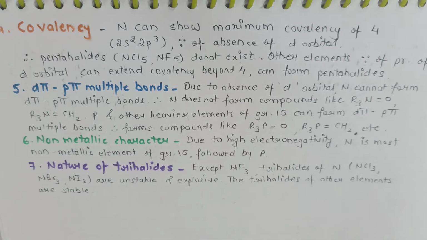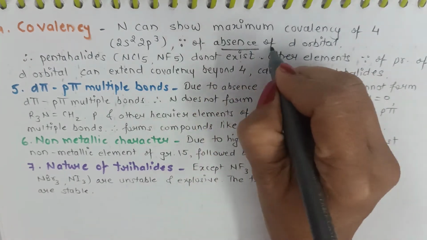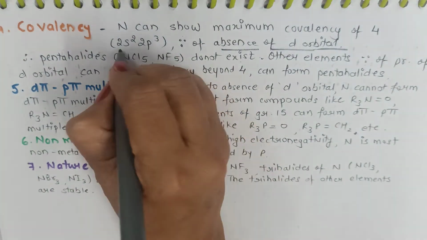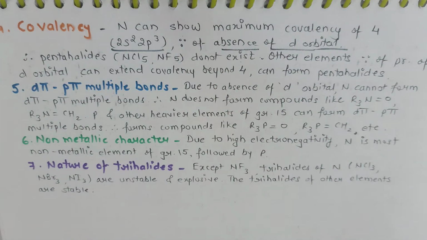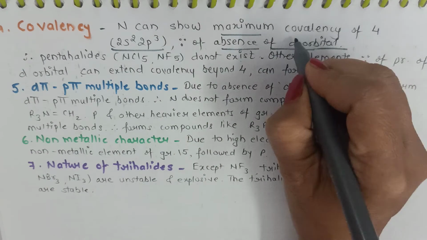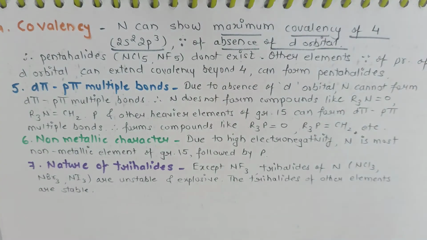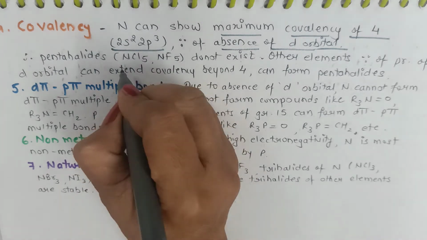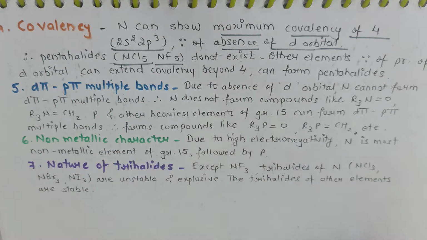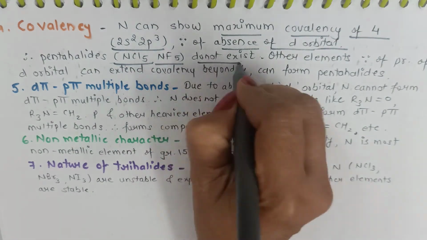The next property is covalency. We know that in nitrogen the d orbital is absent because of its configuration 2s2 2p3, and it will impact its bond formation. That is, nitrogen can show maximum covalency of 4. That means nitrogen can form at the most 4 bonds, and therefore we'll say the pentahalides like NCl5, NF5 do not exist.